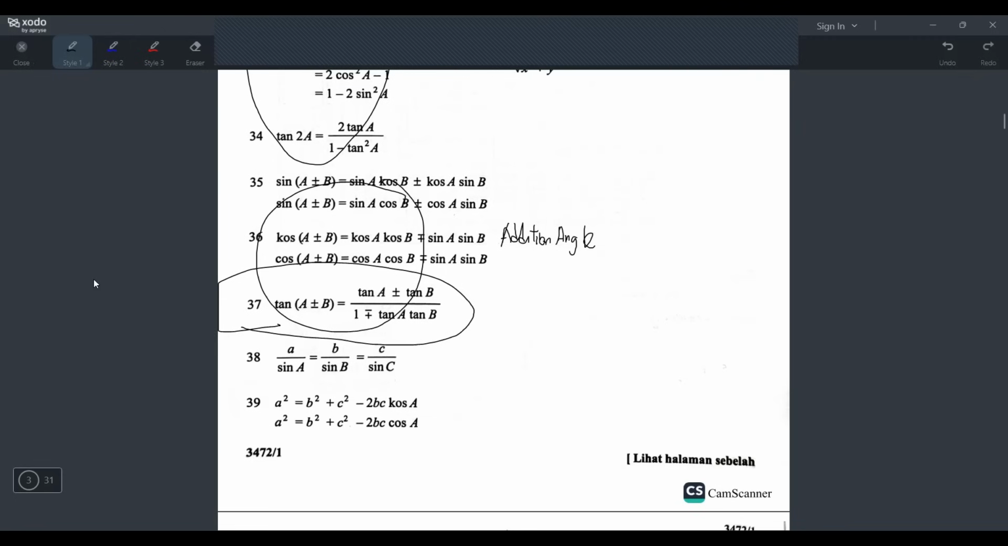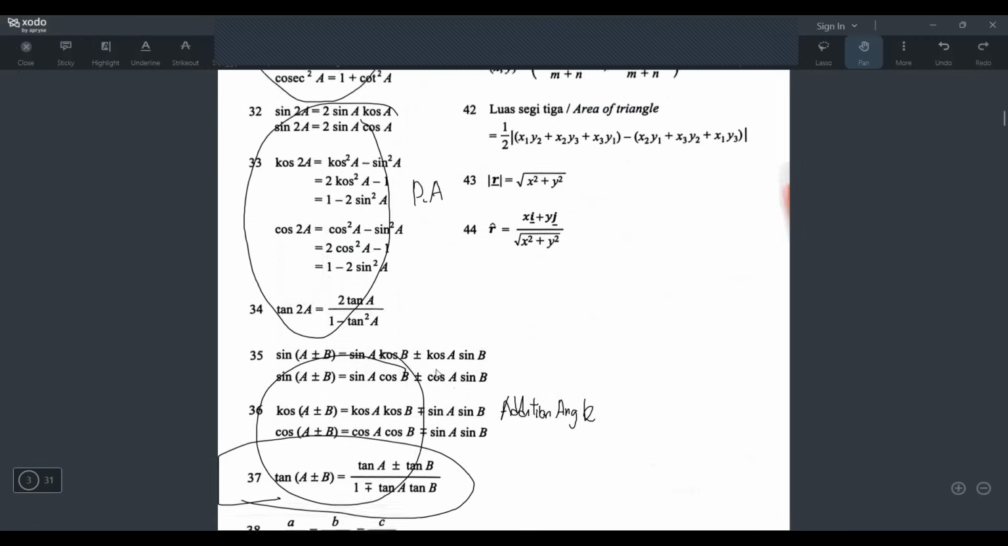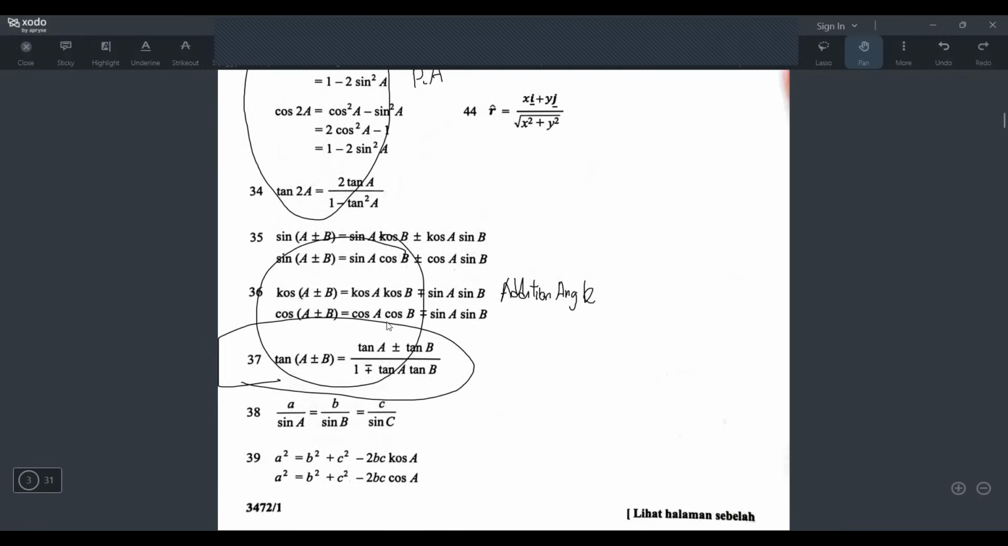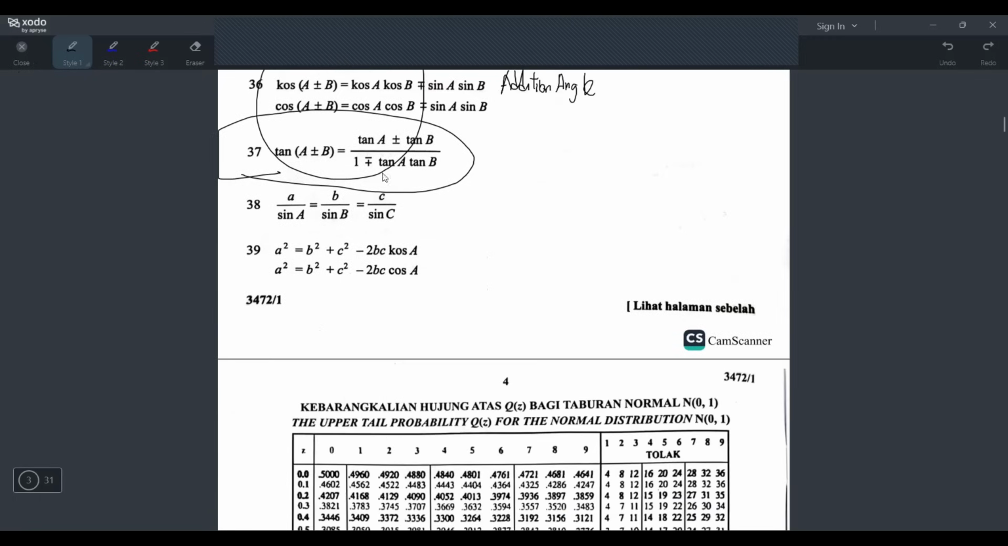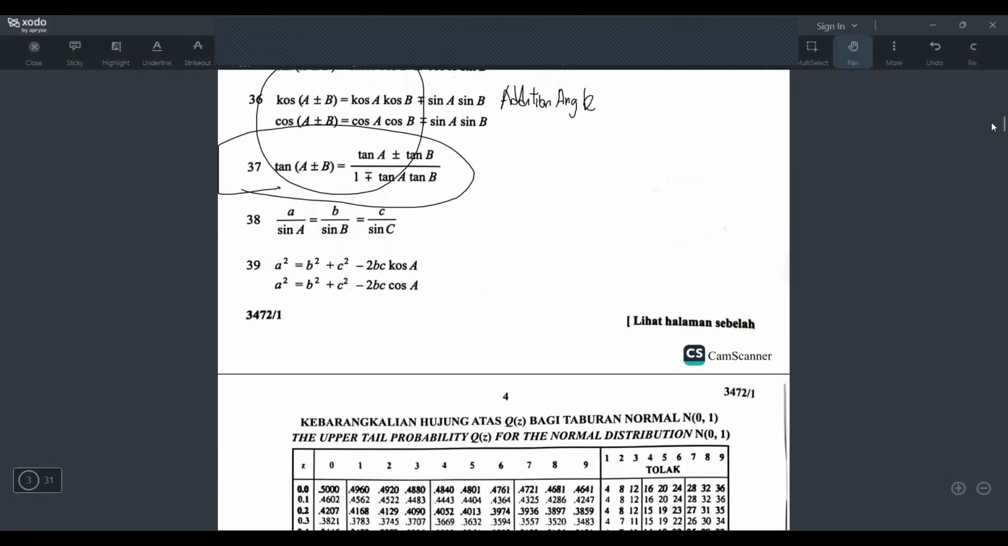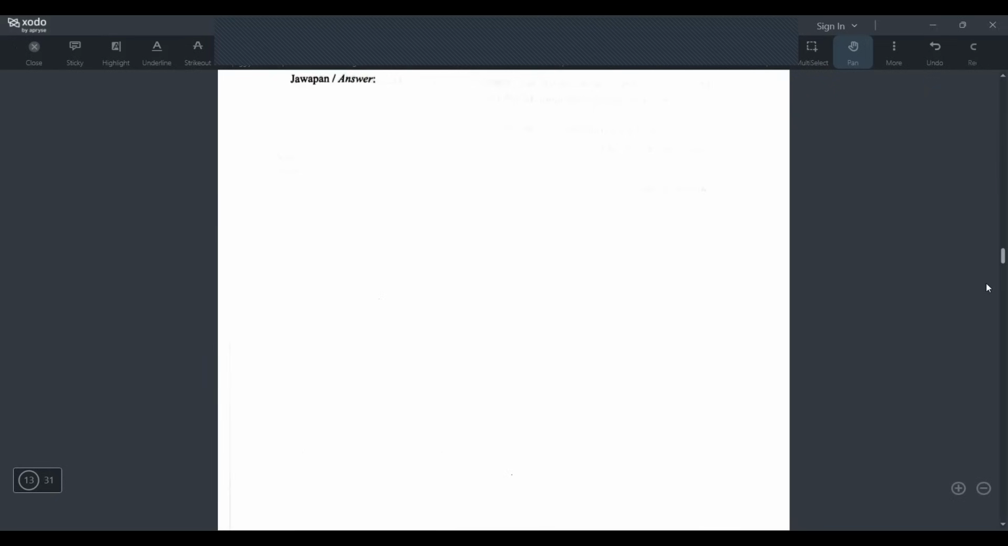And let me tell you how I know when to use this formula, when to use that formula, when to use this formula, is because I saw the angle has plus minus. So we'll be using this formula. So tangent A plus minus B equals tangent A plus minus tangent B over 1 minus plus tangent A tangent B. So let's write down this formula in my working, right?